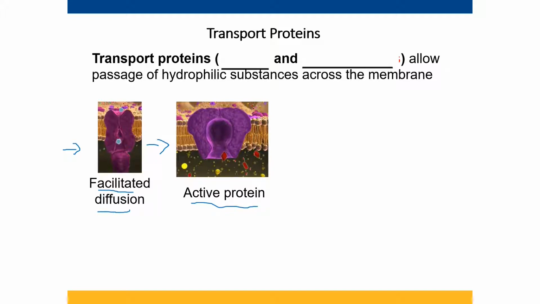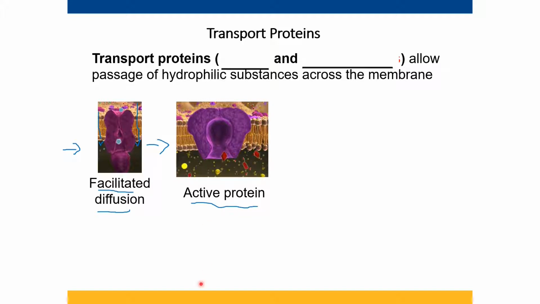While you can, for example, transport water through the membrane, sometimes you need more water. So you can have special channels called aquaporins that can help the water to cross from one side of the membrane to the other side of the membrane.